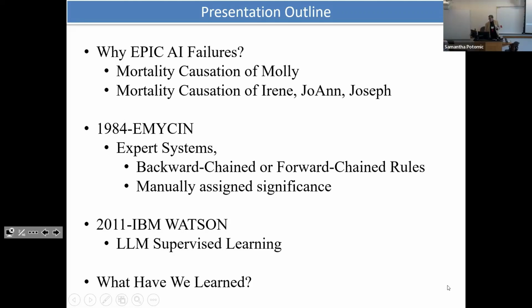Okay, so jumping fast forward to 2011, IBM Watson. Everybody here with Watson? So we're going to go into that. That's large language models. That sounds familiar.